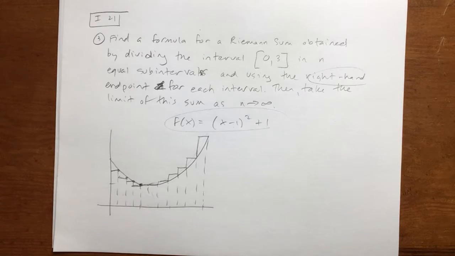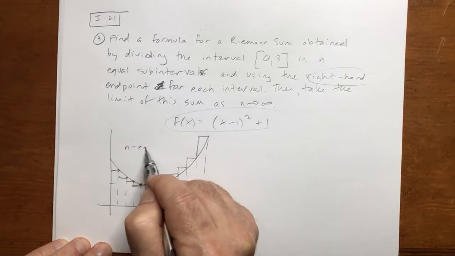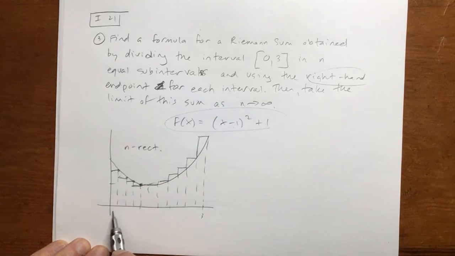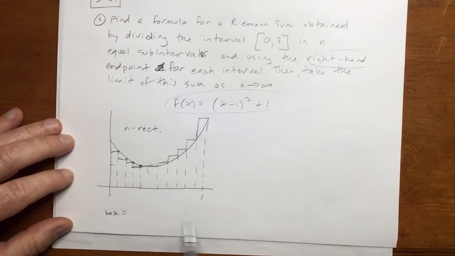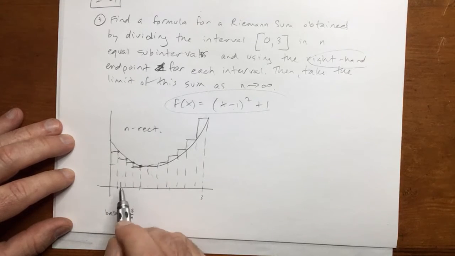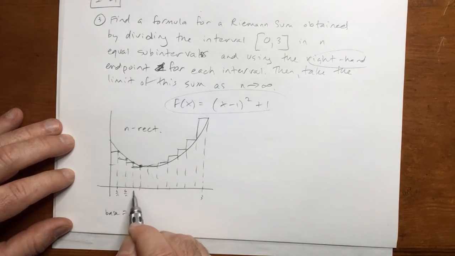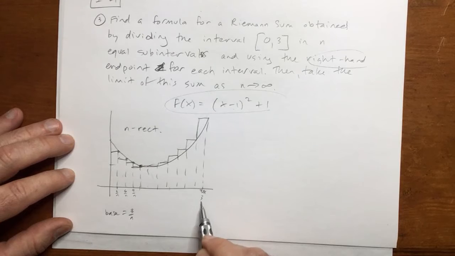So let's go ahead and review what we did last time in finding a Riemann sum. So this is x equals 3. I've broken it into n rectangles again. The base of each rectangle, since there are n of these, each one would have to be 3 divided by n long. What that means then is that this x value is 3 over n, this x value another 3 over n, so 6 over n, then 9 over n, all the way out to here. And this would have to be 3n over n, which does equal 3.